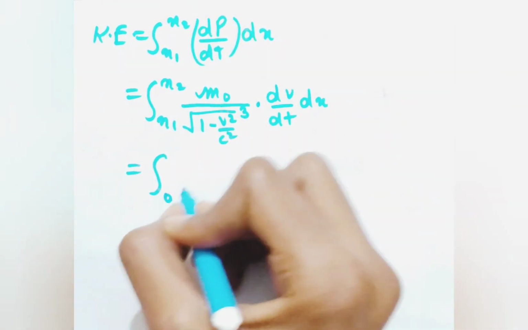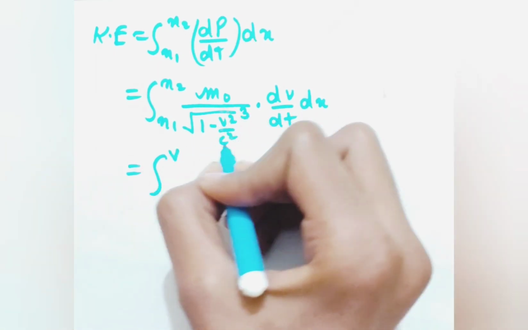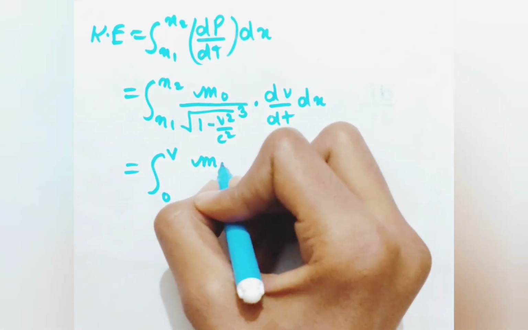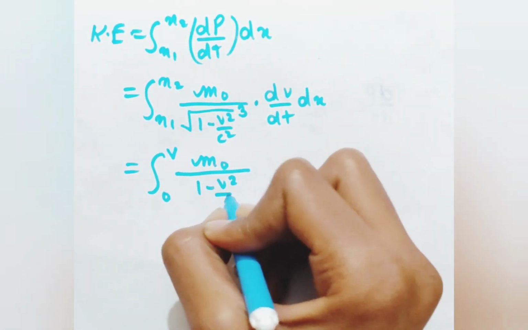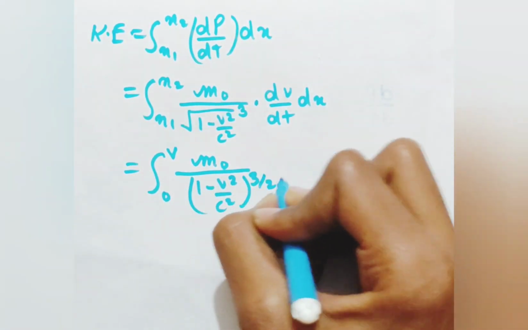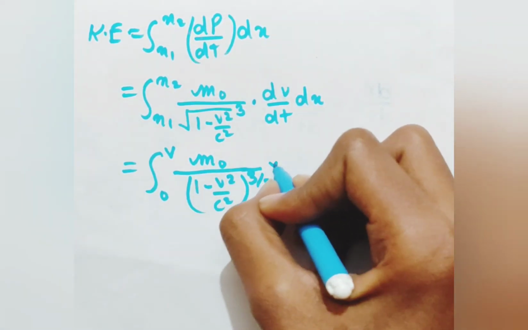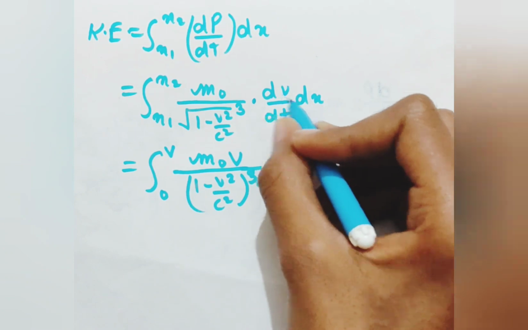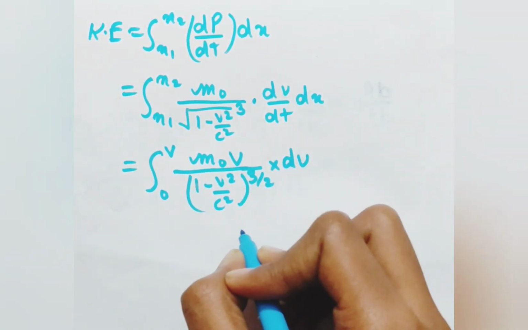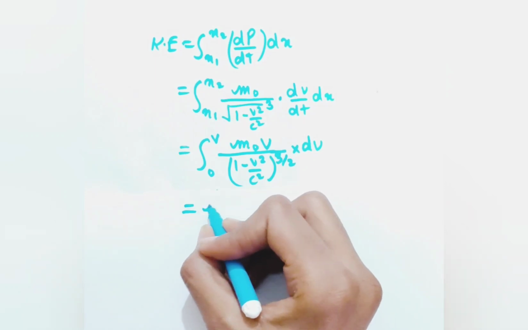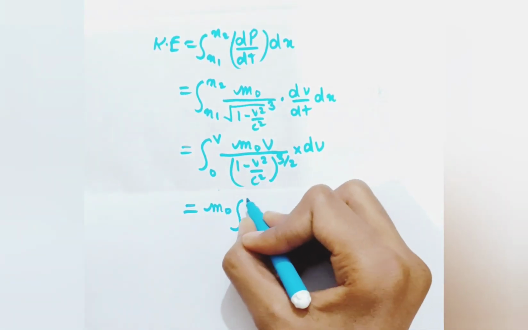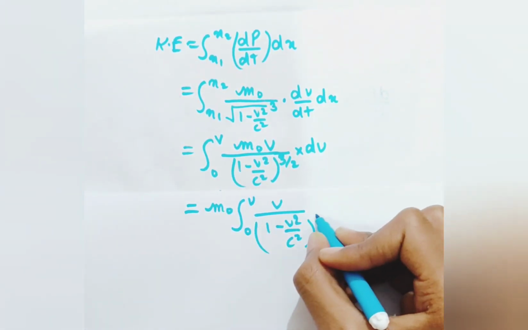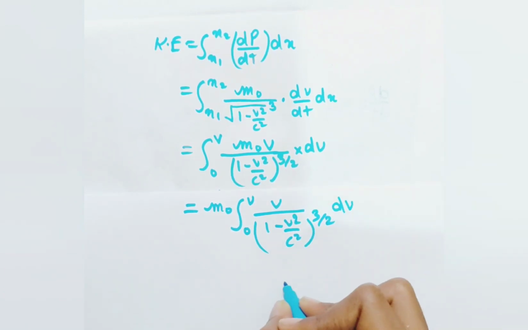So we will have the limits of the integral from 0 to v, from 0 velocity to some velocity v, of m naught divided by (1 minus v squared over c squared) to the power of 3 over 2, multiplied by dx over dt, which is just v, so we are left with v dv. Now this can be written as m naught multiplied by the integral from 0 to v of v divided by (1 minus v squared over c squared) to the power of 3 over 2 dv.